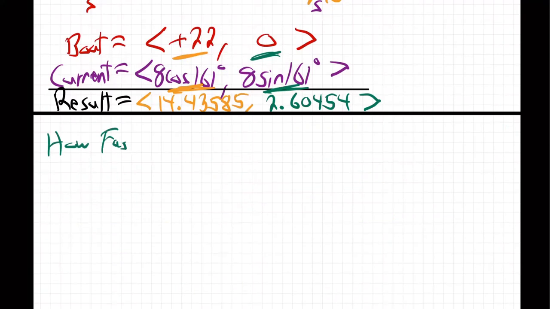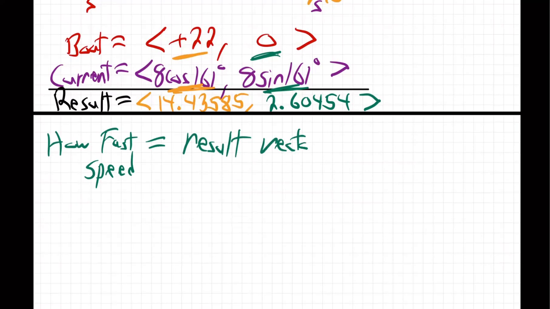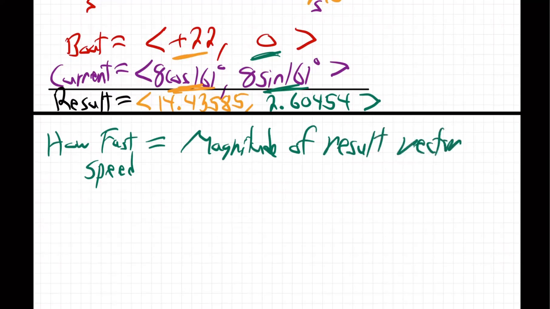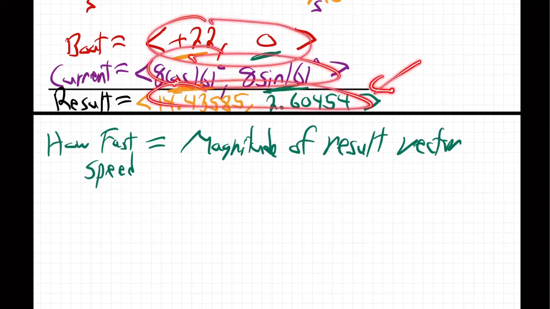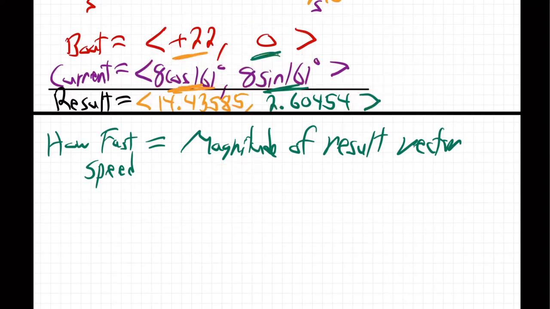The speed. It's the resultant vector, or I'm sorry, that's a dumb thing to say. It's the magnitude of the result vector. Because that's what it means, right? This vector we found, we took the boat vector and the current vector, added them together, you get the result. This is the result of both the engine and the current. And if you want to know how fast it's going, you want the magnitude. You want the length of that vector.